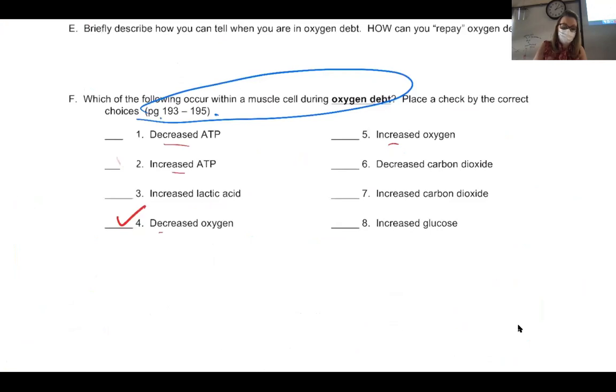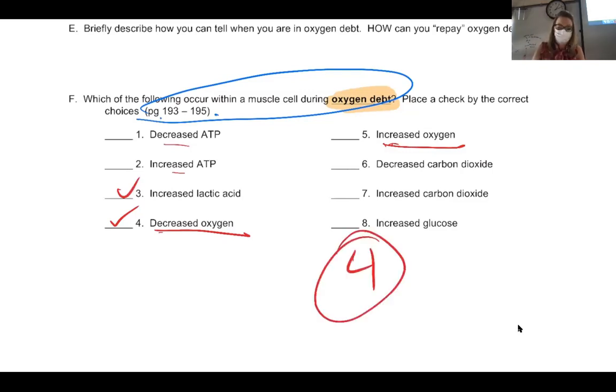Now right here, this is page 193 to 195, but we just talked about this. Okay, oxygen debt is the key in this one. So if you have oxygen debt, do you have increased oxygen or decreased oxygen? Well, obviously decreased. Okay, and because you have decreased oxygen, what does go up? Lactic acid. So there's 2 more. There's 4 total on that one. Okay, so make sure you have 4 total checked.